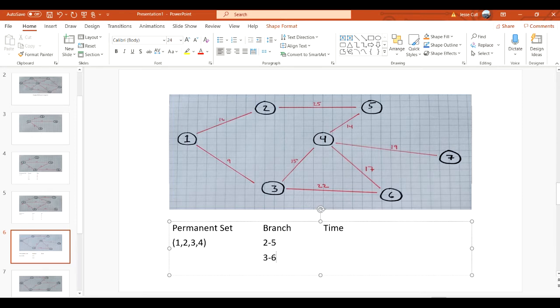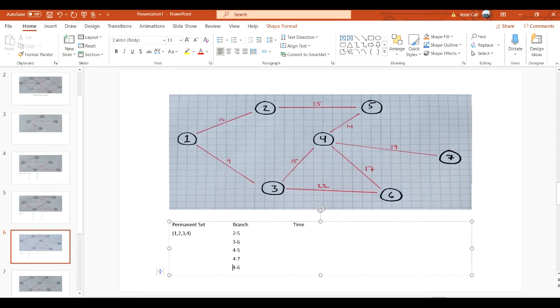Okay, next we have branch 4-5, which hasn't been covered. Oh, that's annoying. Branch 4-7 and branch 4-6. None of these has been covered yet.